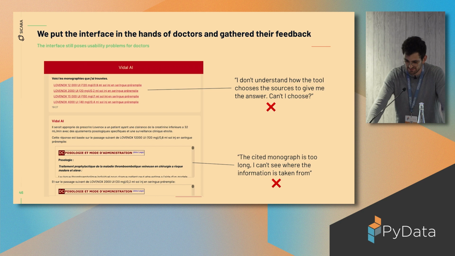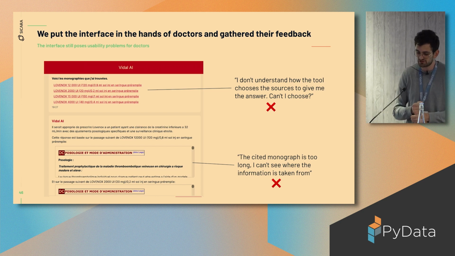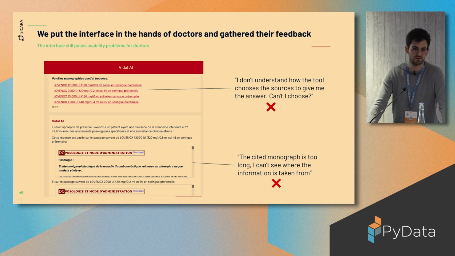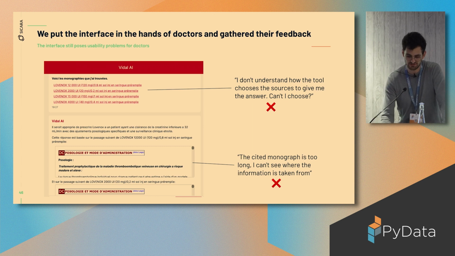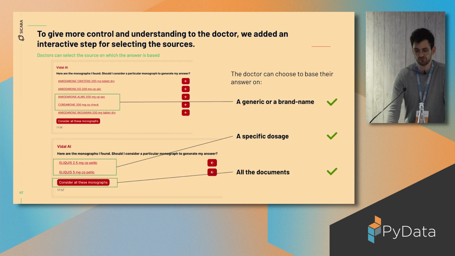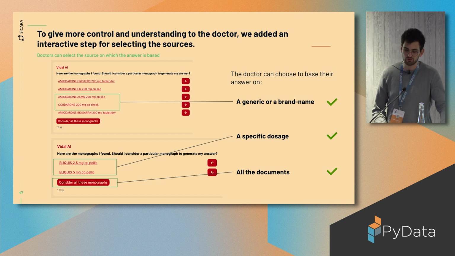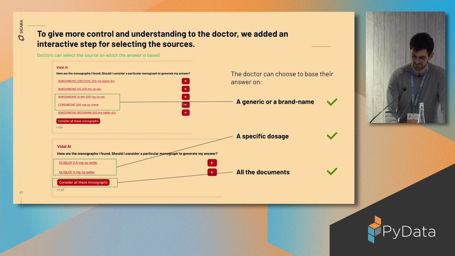But our first feedbacks were, first, I don't understand how the tool chooses the source it gives me. And the second one was the cited monograph is too long, there are too many, and I don't know where the information is taken from. So for the first feedback, we gave the doctor the option to choose their sources. You can click on the arrow button to choose the source you want to base your answer on, or consider on the monograph, which allows the doctor to choose either just a generic or brand name, a specific dosage, or all the documents.